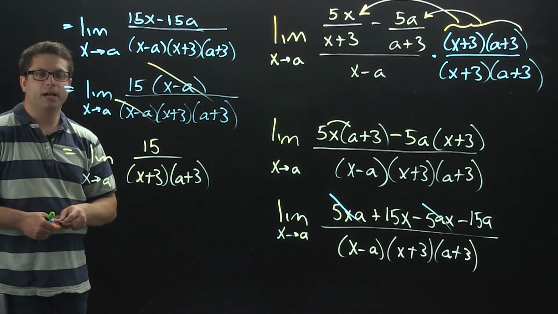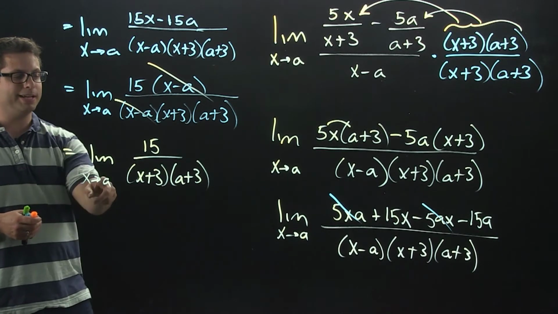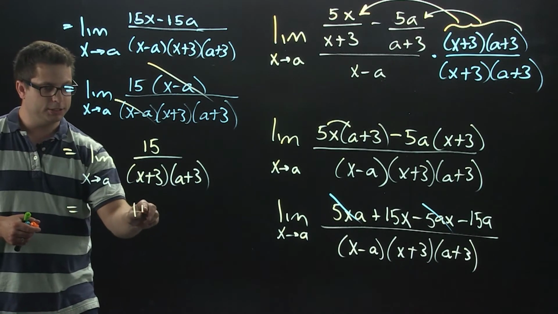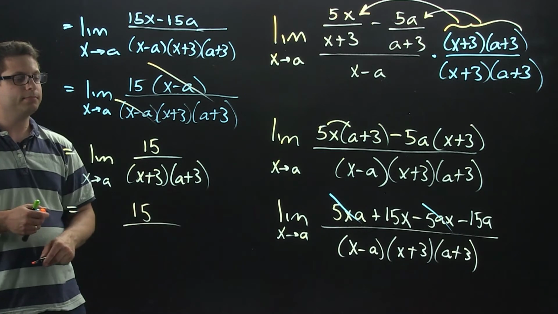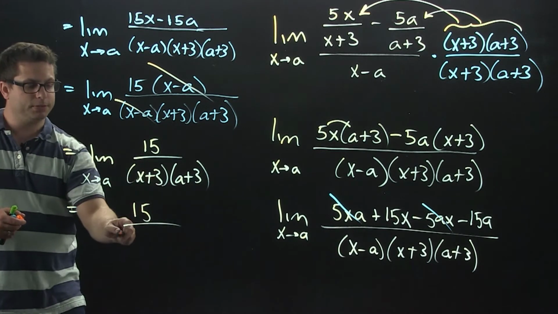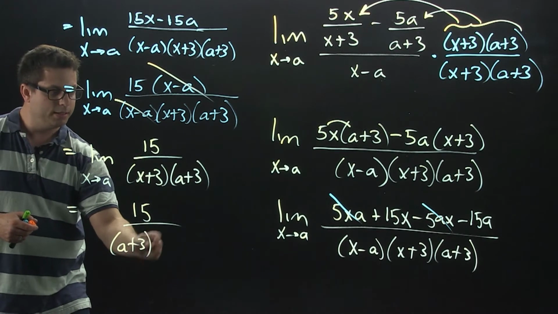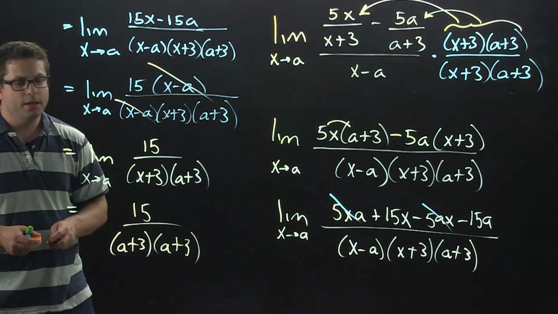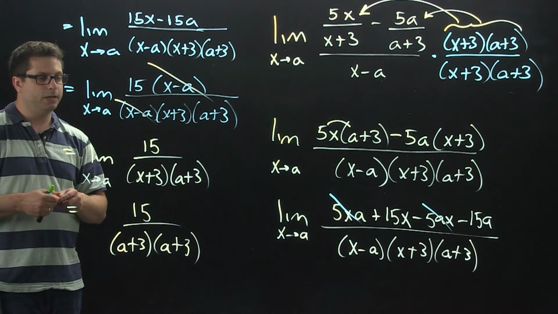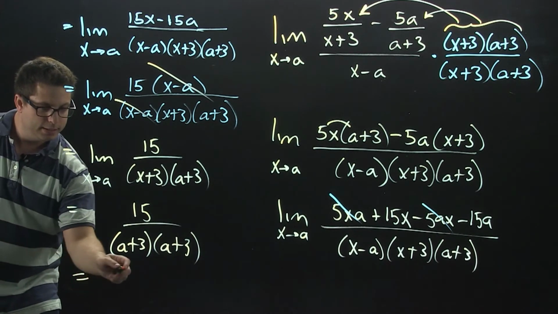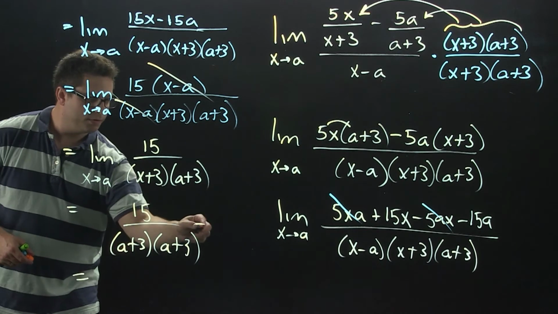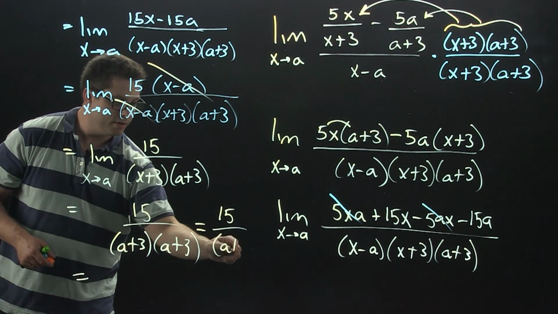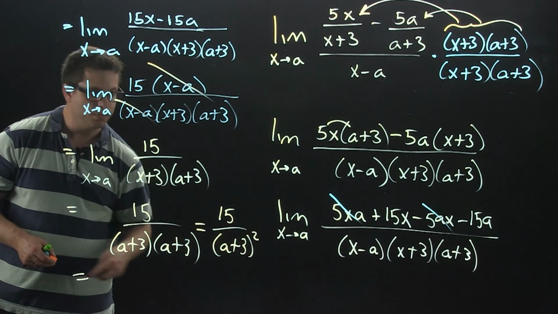Now that I got rid of the x minus a, I'm going to plug in a for x and see what we get. On top is just going to be the 15. On the bottom I'm going to get a plus 3, and then that has no x, so that's just a plus 3. Now this is your final answer. What you can do is, since these are the same and I'm multiplying them together, I can write a plus 3 squared.